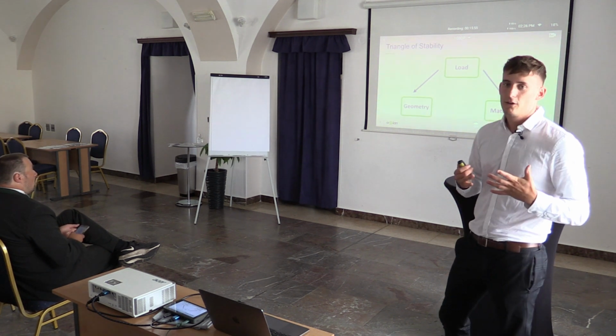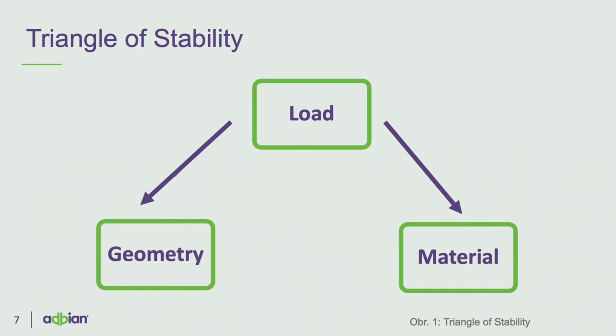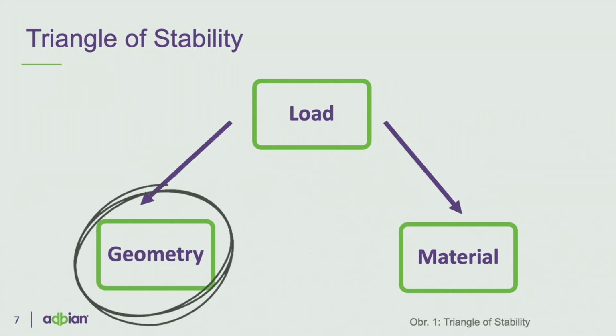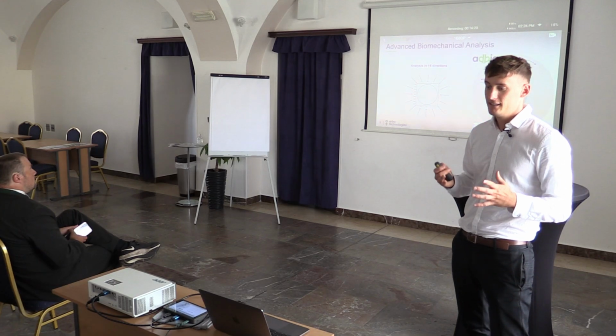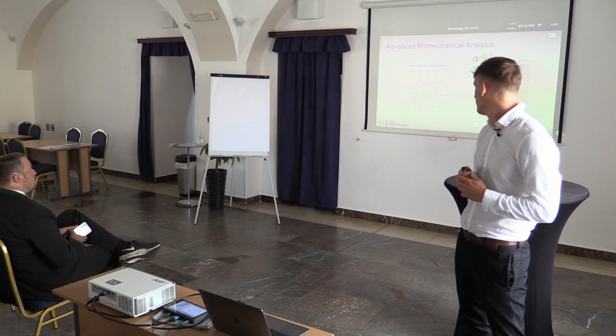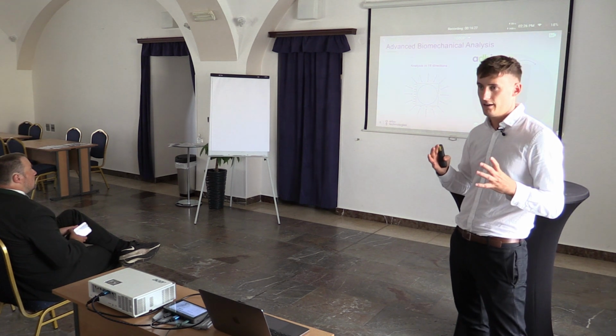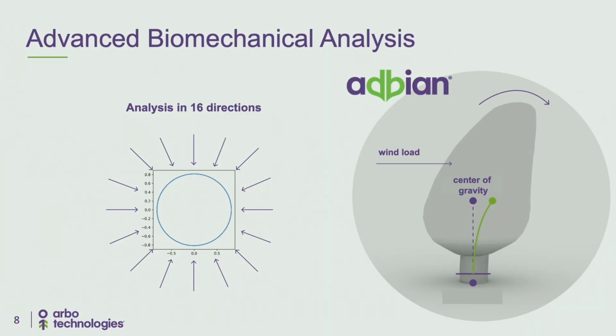And all the calculation of the biomechanics is based on the triangle of stability. You probably know a lot about it. Why we started Adbian is because we are certain we can better calculate the real geometry of a tree in the calculation of biomechanics. So this is the main motivation. Adbian stands for Advanced Biomechanical Analysis, and it works on the principle that we model the tree in 3D space based on the inputs. Then we test the wind load, how the center of gravity changes, and how it affects the stem of a tree, basically.